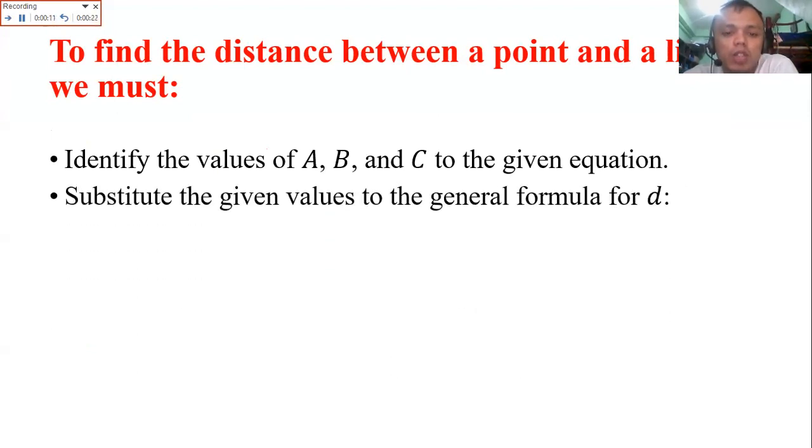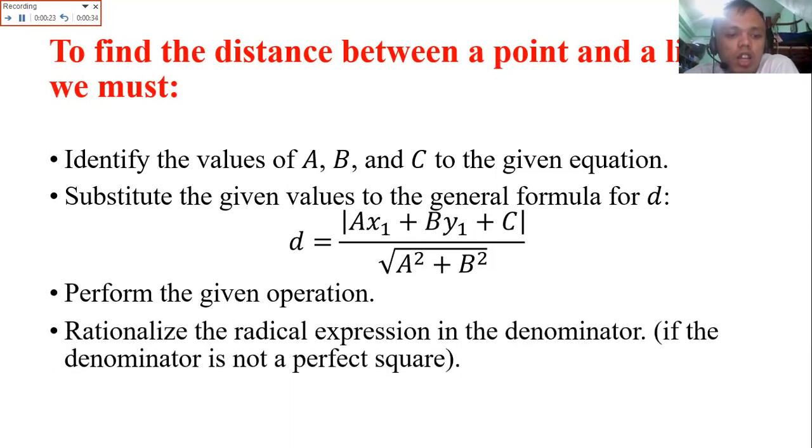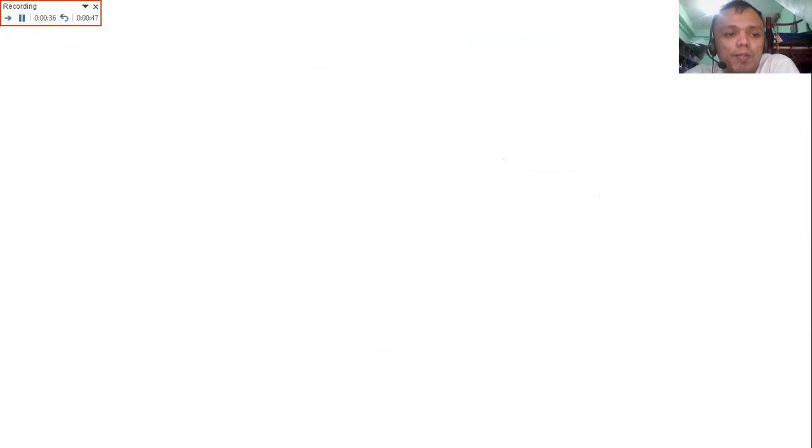Substitute the given values to the general formula for D. Ito yung formula natin in finding the distance between a point and a line. Then perform the given operation. Then rationalize the radical expression in the denominator if the denominator is not a perfect square. Kung yung denominator natin is not a perfect square, you can rationalize. Pero meron din tayo another technique na ipapakita ko sa inyo during discussion.